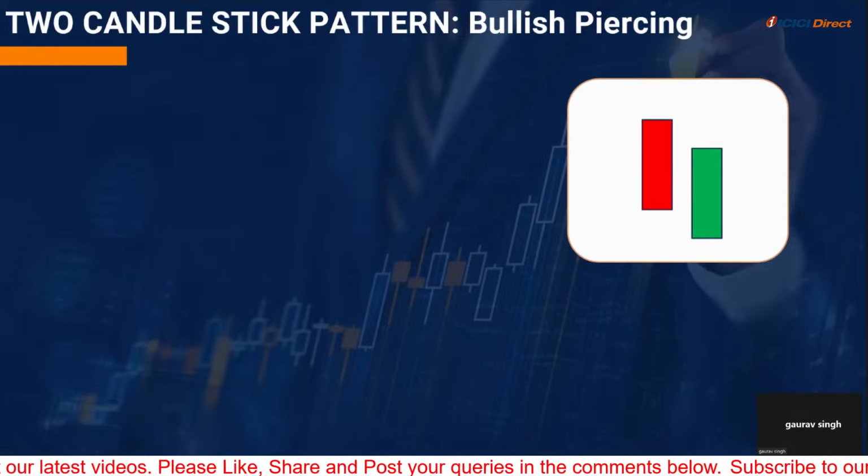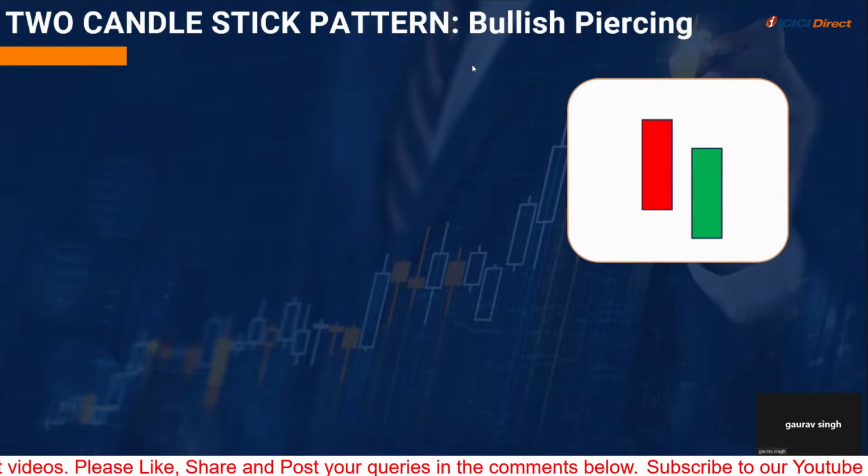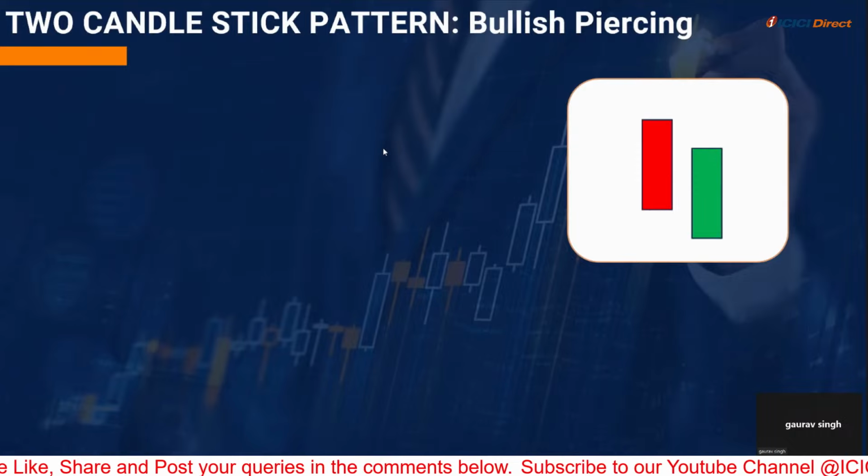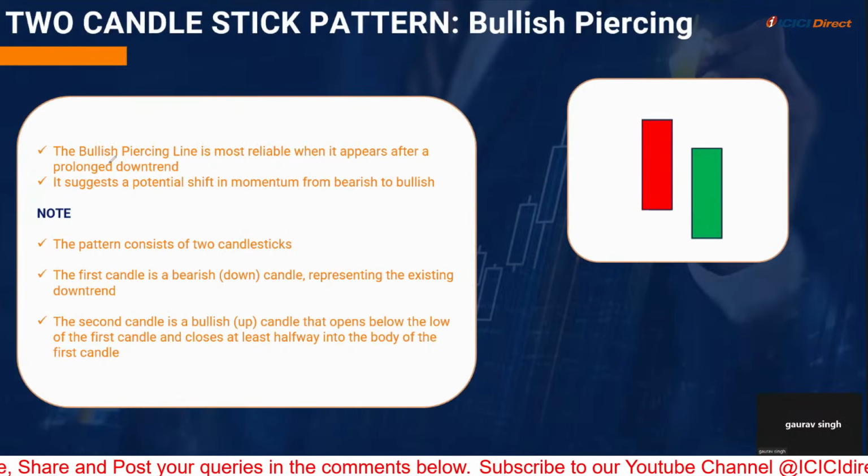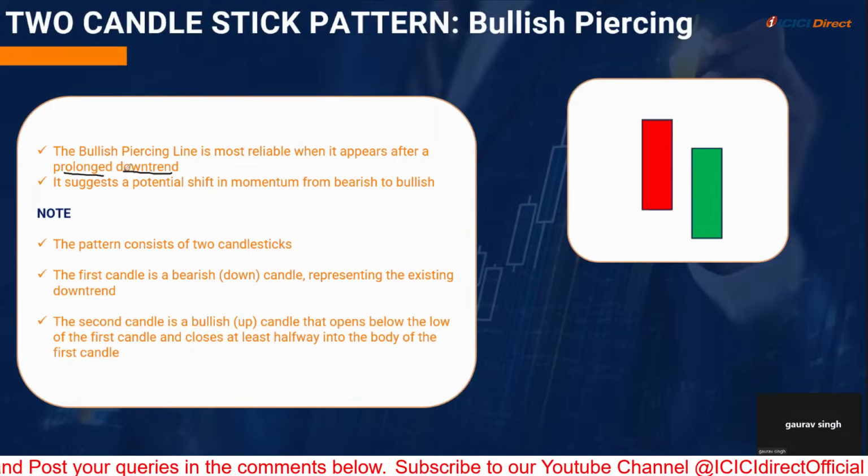Okay, let us start. What do you mean by piercing? First of all, we need to understand that we're talking about bullish piercing. A bullish piercing happens after a prolonged downtrend. Basically, there should be a downtrend in the market.